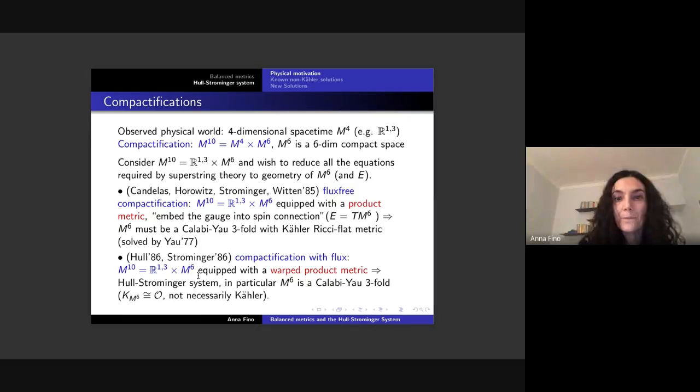In the case when the metric is not a product, but is a warped product, so we have a warping factor, this is the case when we have flux. So the flux is non-zero. And in this case, M6 has to be Calabi-Yau 3-fold in the sense that the canonical bundle is holomorphically trivial, but our M6 is not Kähler anymore.